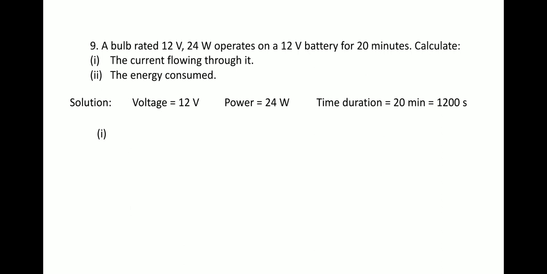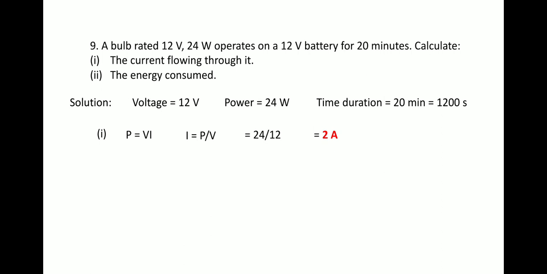Now part 1, P is equal to VI, that's the formula we have learned for power. Power is equal to V, potential difference, voltage into current. That means I is equal to P by V. So P by V, P is equal to 24 watt and V is equal to 12. So that is equal to 24 by 12, which is equal to 2 ampere. So 2 ampere of current will be flowing through the bulb.